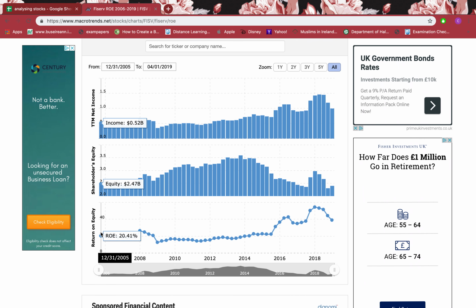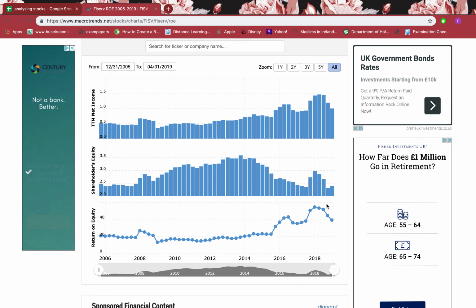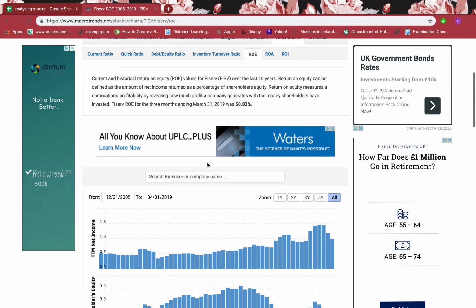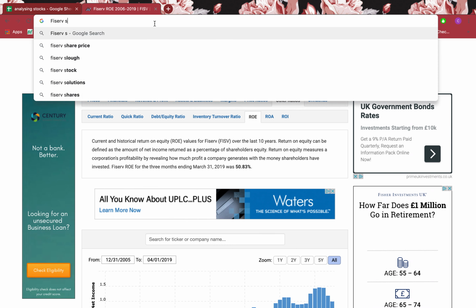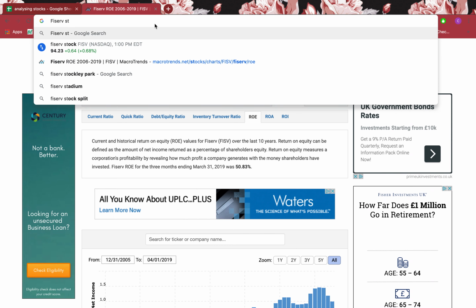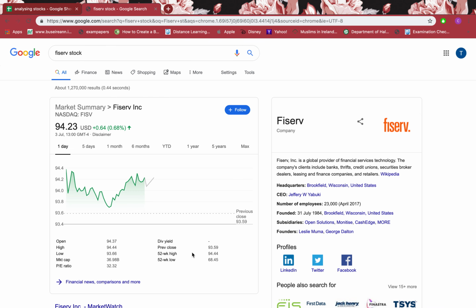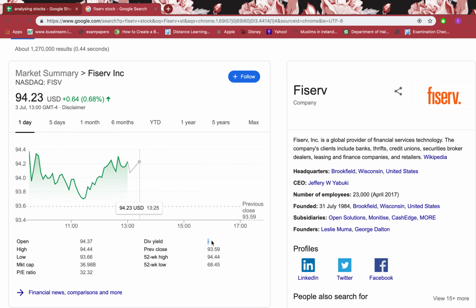And we're looking at 8% or more. And since 2005, we have the data. And since then, it has been more than 8%, which is brilliant. Now let's see if this stock gives us any dividend. Let's see it in Google. If I just Google that, I can see dividend yield. There is not applicable. There's no dividend yield.